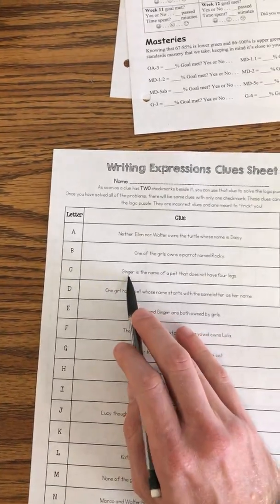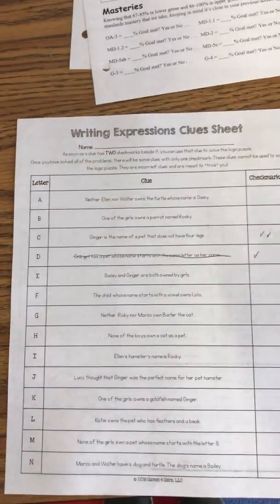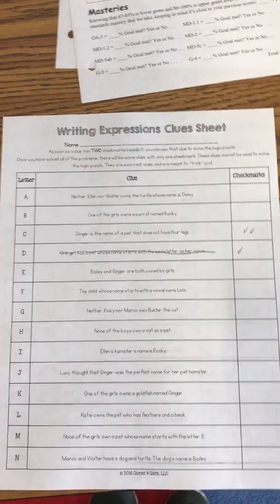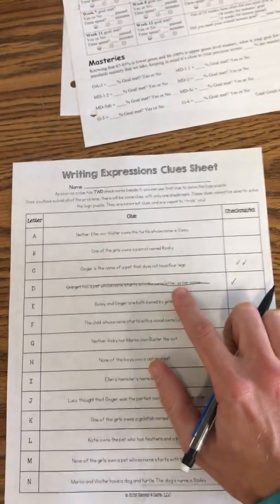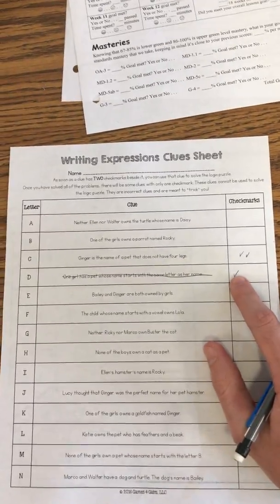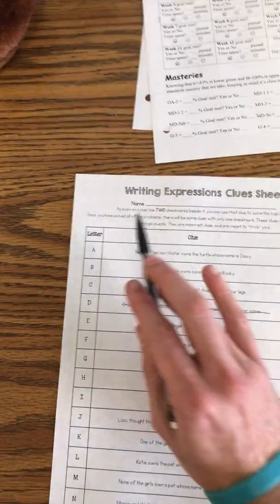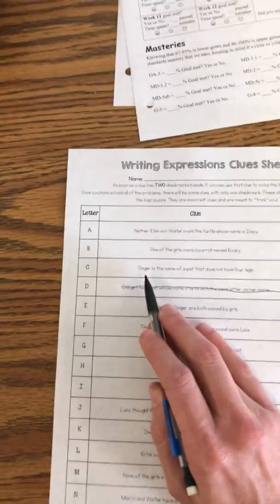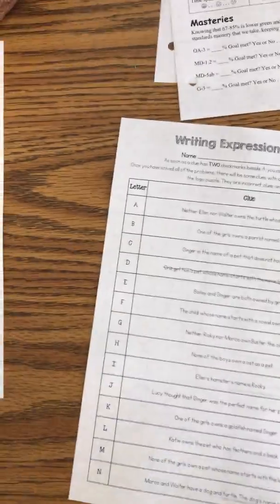And that means this clue is needed. But since D only has 1 check mark, I'm just gonna basically cross out letter D because I'm not even gonna need it. Again, this is just an example, so don't literally cross out letter D because it might actually be needed. I'm crossing out the ones that only have 1 or 0 check marks because it says these clues cannot be used to solve. But as soon as a clue has 2 check marks beside it, we use it. So this says, Ginger is the name of a pet that does not have 4 legs.